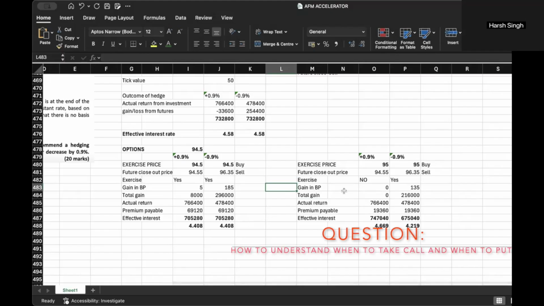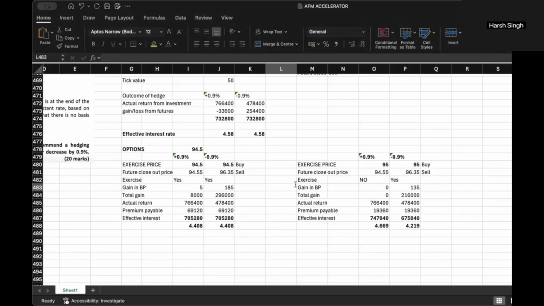Okay, so now if I talk about buy and sell, whenever you are borrowing, it means put. And put, what does it mean? That you sell now, buy later. But when I'm talking about investment, it means call, that you are buying now, you sell later. Okay, so put means sell now, buy later. Call means buy now, sell later. Okay, so this is how you are supposed to solve a complete question.